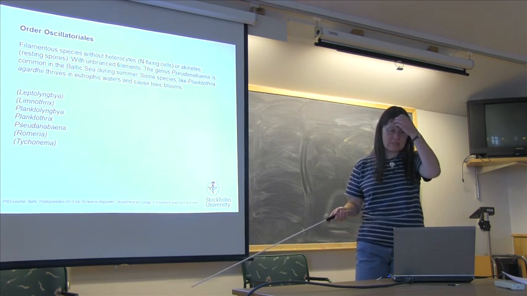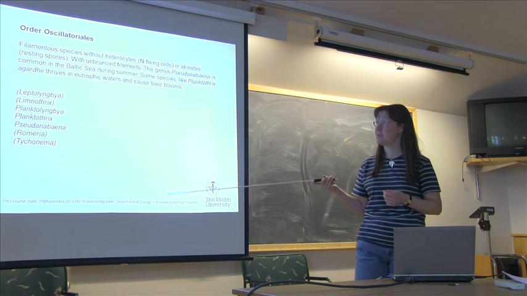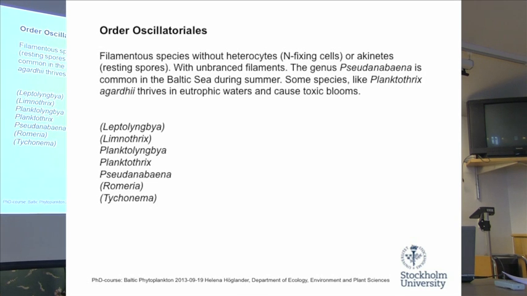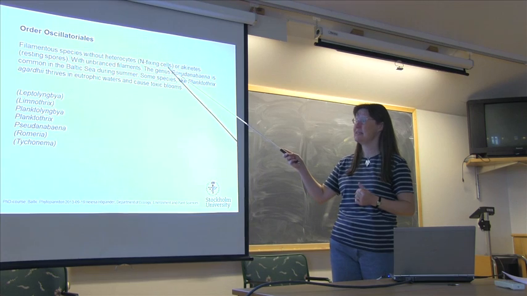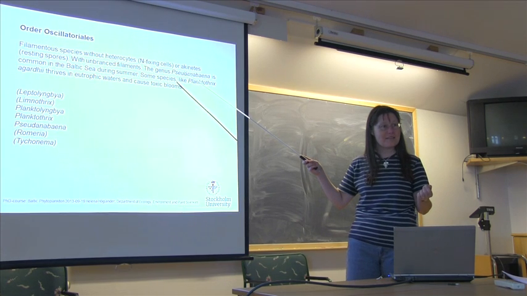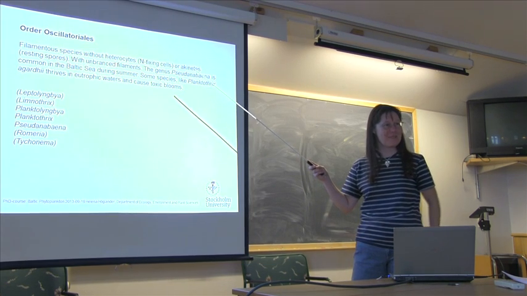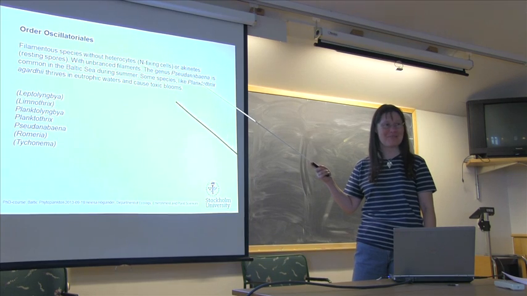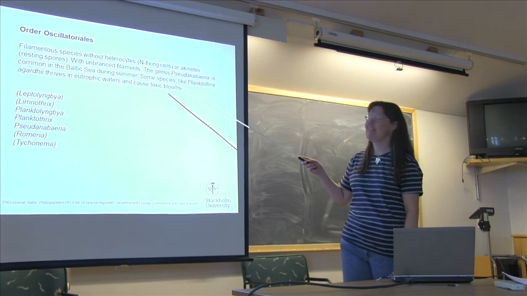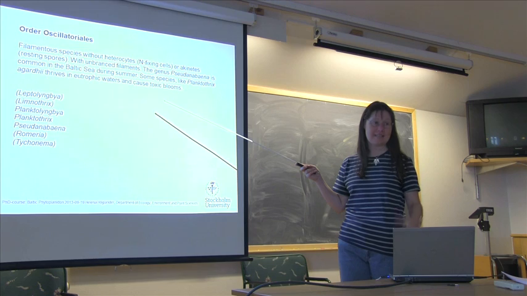And then we have Oscillatoriales. It's filamentous species of cyanobacteria, but without heterocytes, and they have no nitrogen fixing possibilities. They have no nitrogen fixing cells, at least what we know. Of course, maybe Isabel and others might have something more to add to that later if they come up with something more interesting. So we'll see if you can find if they can fix nitrogen somewhere else in the cells.